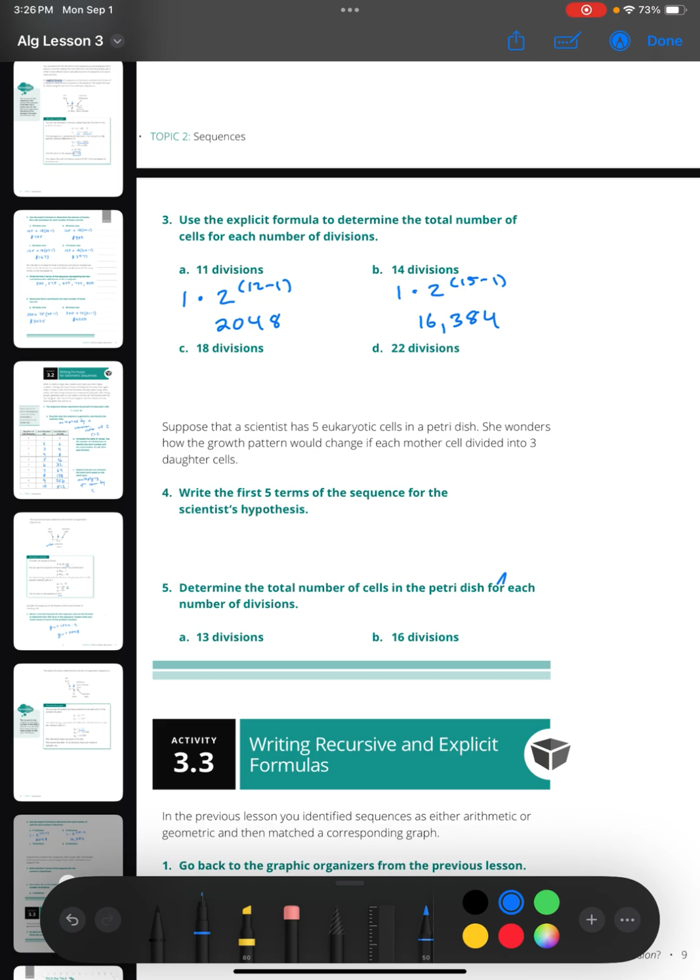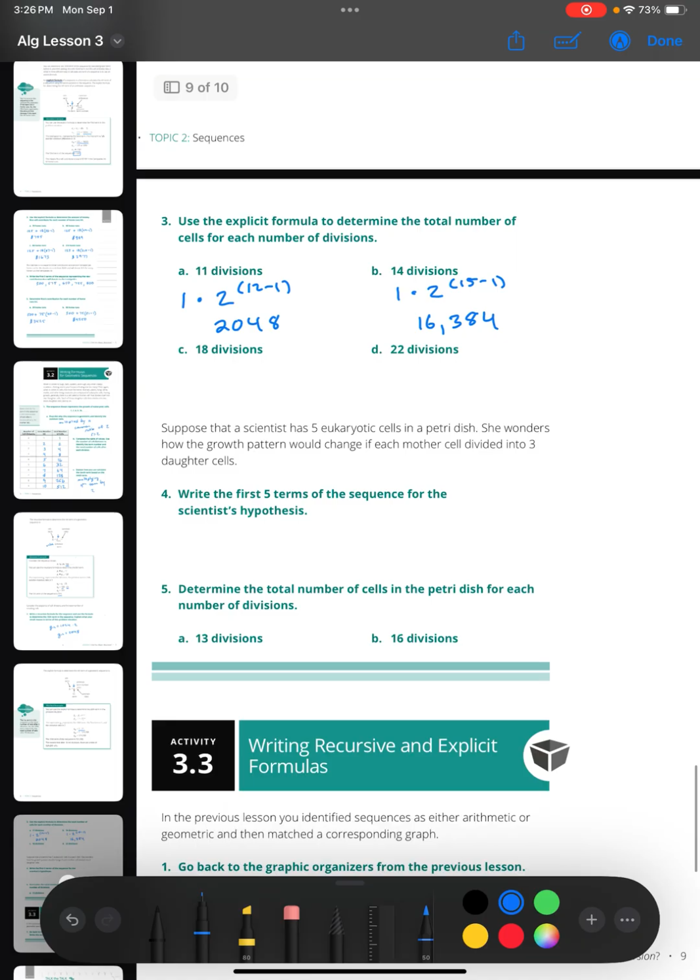and that would give us 16,384. So again, now would be a good time to try to pause the video, see if you can fill in C and D, and then unpause it and see if it matches what we get here. So for the 18th, we'd have 1 times 2 to the 19th term minus 1, because 18 divisions is at the 19th term. And if we simplify that one, we should get 262,144. And then for 22 divisions, you'd have 1 times 2 to the 23 minus 1, so to the 22nd power. And that's going to give us a nice big number, 4,194,304.